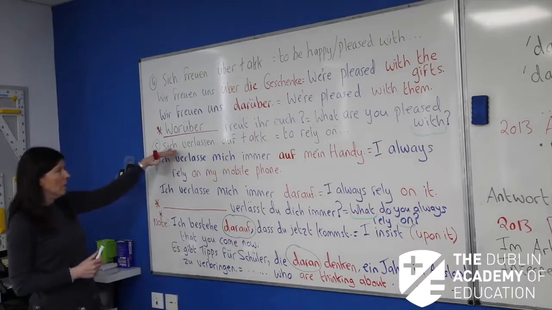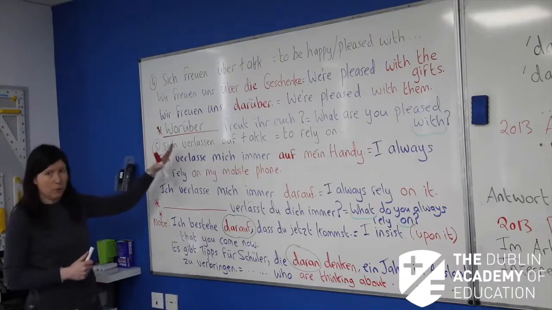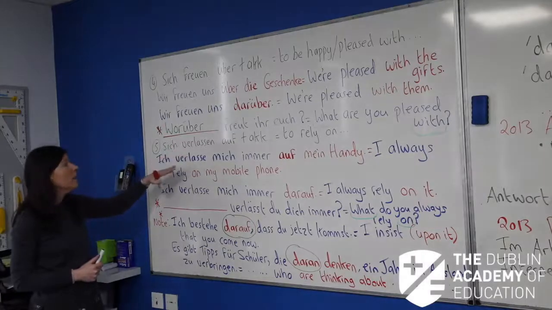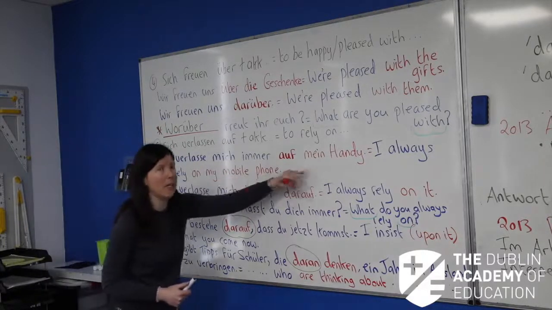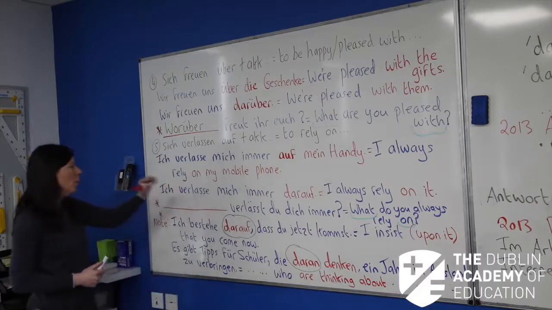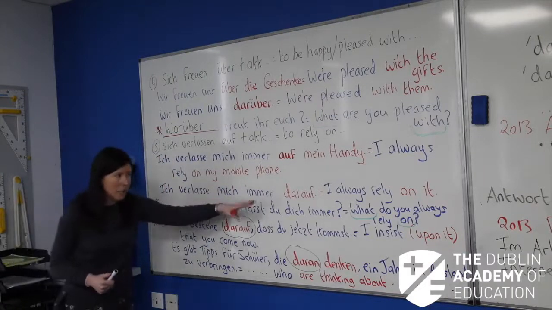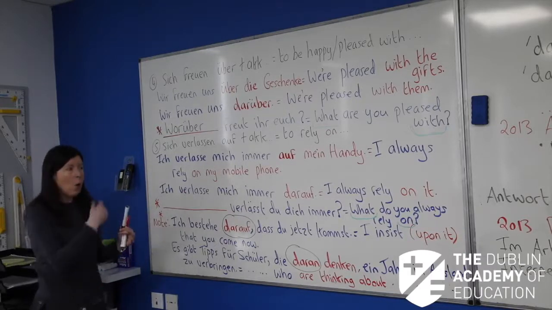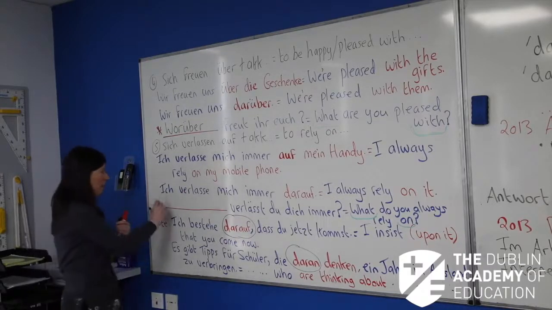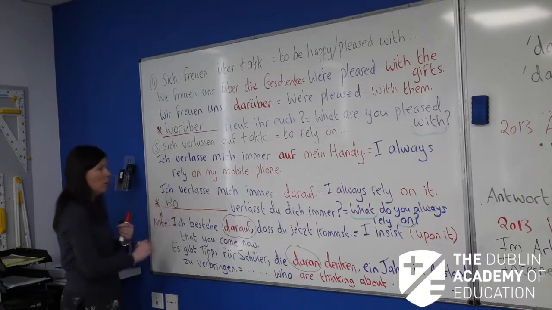Sich verlassen auf. Again, another really handy one, as we mentioned earlier, to rely on, taking the accusative case. Ich verlasse mich immer auf mein Handy. I always rely on my mobile phone. Ich verlasse mich immer darauf. I always rely on it. And all I have to do is, when I ask the question, what do you always rely on? Oh, what will come next?